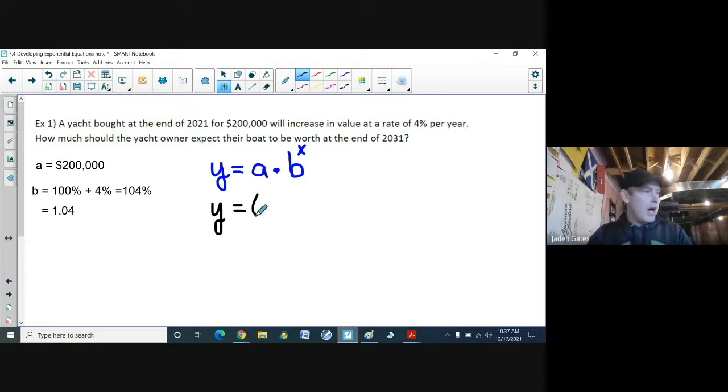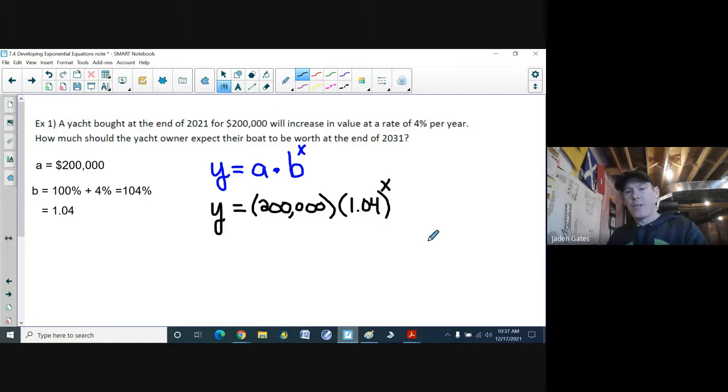So our exponential equation is now going to be, I can substitute in, y equals 200,000 is my starting amount. That's the money value. Our multiplying factor is 1.04. And again, you can see that is greater than 1, so this is an exponential growth equation. And then we have our x.